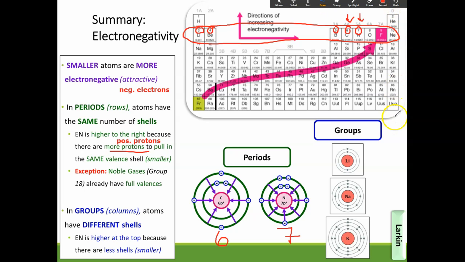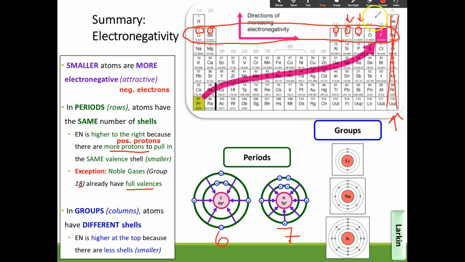So these ones right here. Remember, noble gases already have completely full valences. They have all 8 of their electrons. Group 18 has 8 valence electrons. That is a full octet. So those ones are actually not electronegative at all. So we just ignore noble gases.